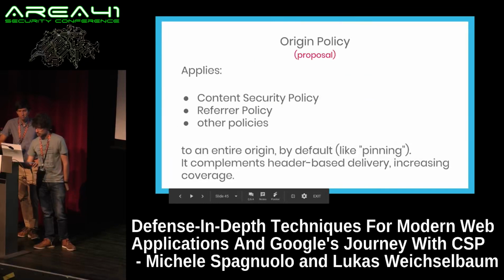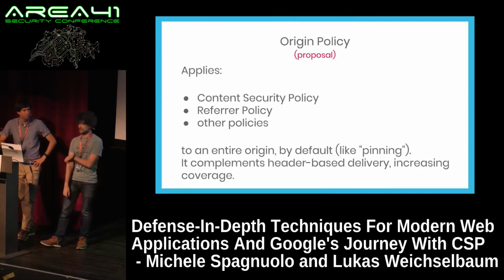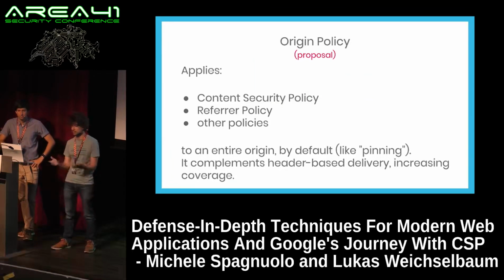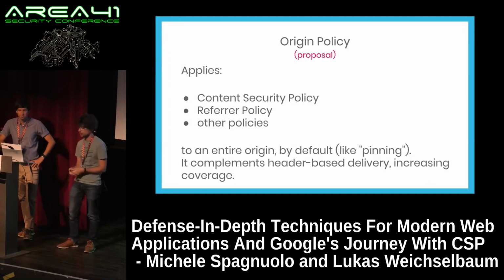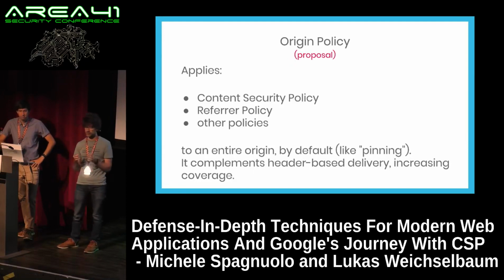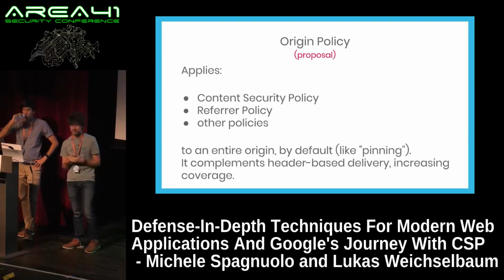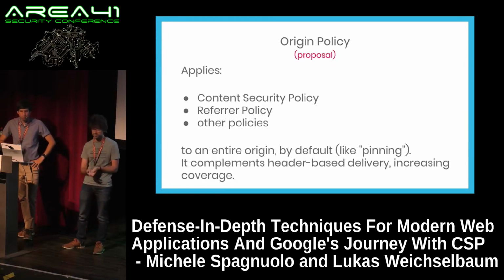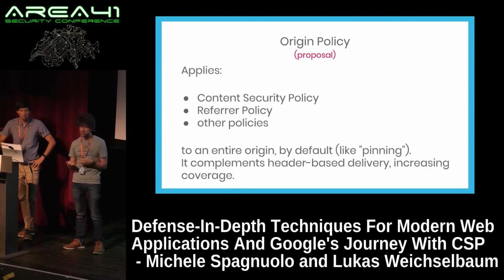Origin policy is another mechanism to apply a lot of defense-in-depth mechanisms, such as content security policy, referrer policies, and others, pinned to an entire origin. The idea is to maximize coverage by saying we want these policies applied to all the origins, even if we miss something and don't explicitly put it in the header of the resources. This complements header-based delivery and increases coverage.